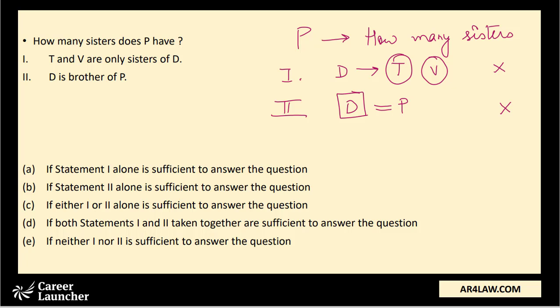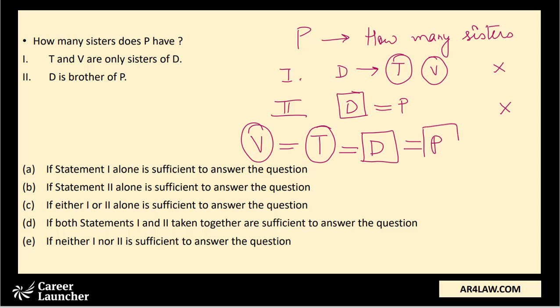Now, let me combine the data given in statement 1 and statement 2. When I combine them, statement 2 says D is the brother of P, and T and V are the only sisters of D. So that means P cannot be a female member, P would be a male member. Combining this, yes, we are in a position to answer that P would have two sisters, which are V and T.